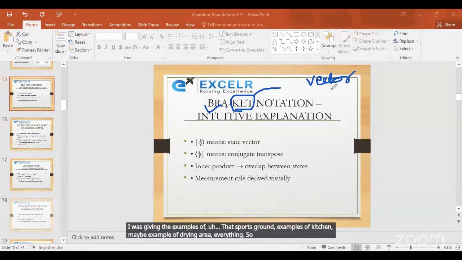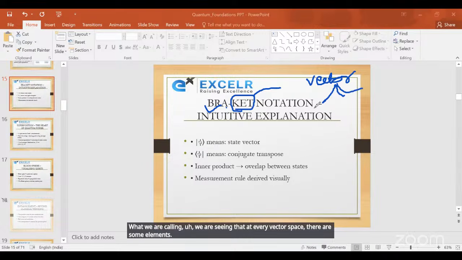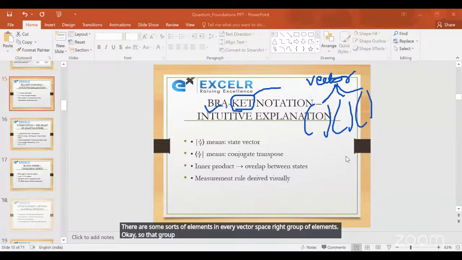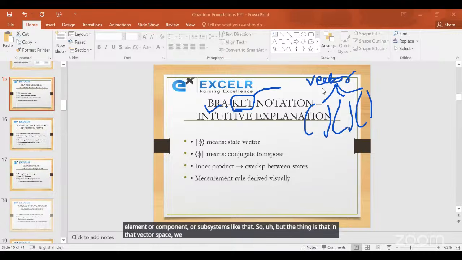So in every vector space, we are seeing that there are some elements, some sorts of elements, right? A group of elements. That group of elements we can call by anything else: element, component, or subsystems. But the thing is that in that vector space we have some elements, a non-empty space. In mathematical language, we call it a non-empty space, right?